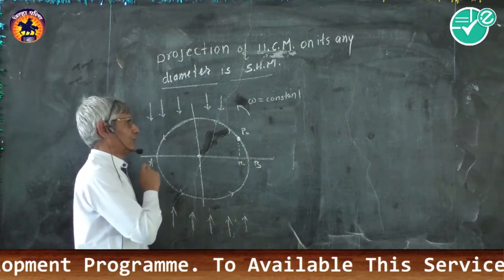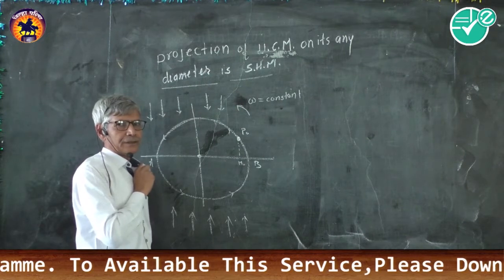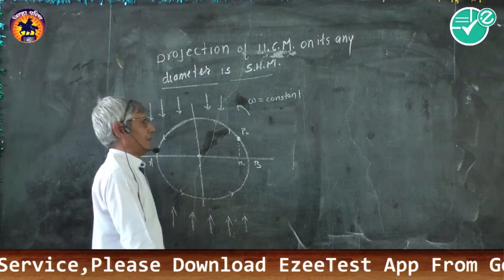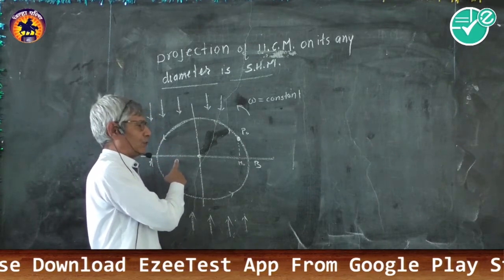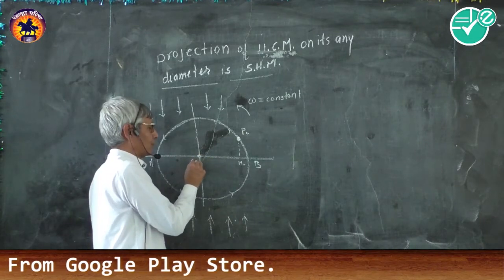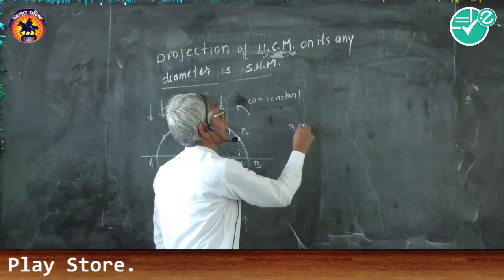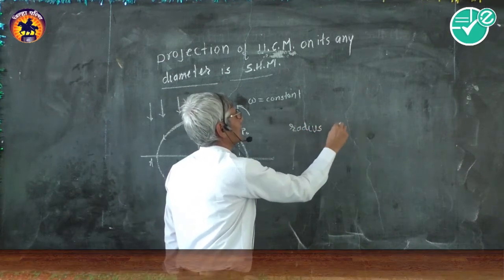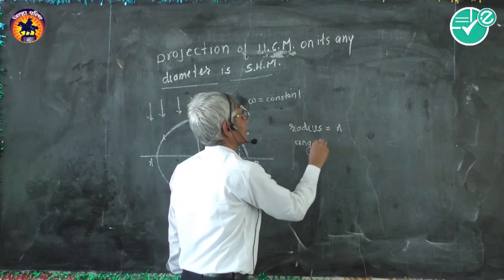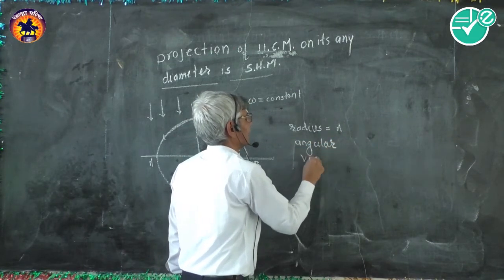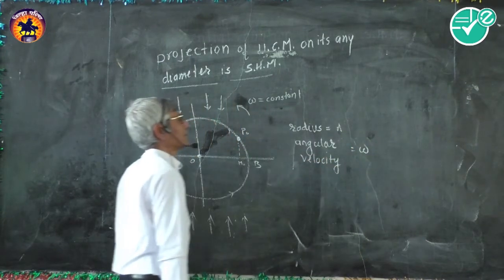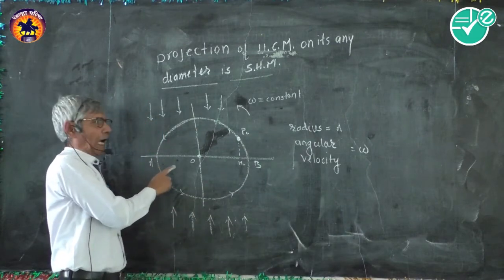Initially, assume a particle situated at point P is performing uniform circular motion along the circumference of the circle with center O and radius capital A, with constant angular velocity omega in anti-clockwise direction as shown in figure.